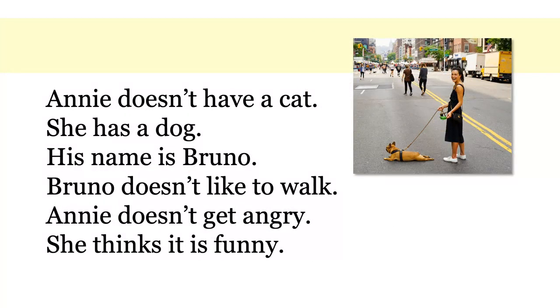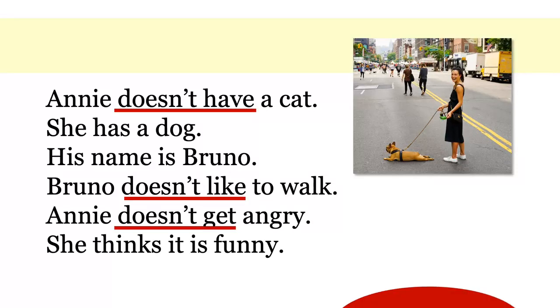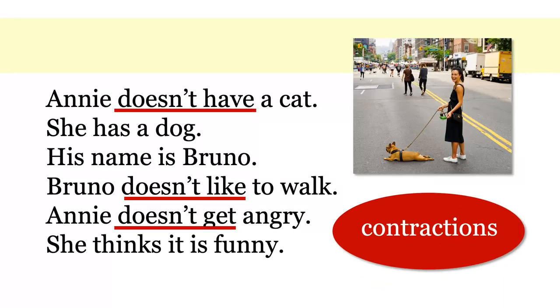Here is another example. Annie doesn't have a cat, she has a dog. His name is Bruno. Bruno doesn't like to walk. Annie doesn't get angry. She thinks it is funny. Where do you see the negatives here? Doesn't have, doesn't like, and doesn't get. So you can see contractions.